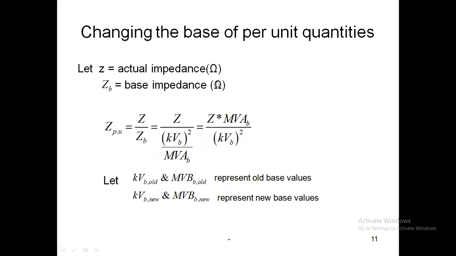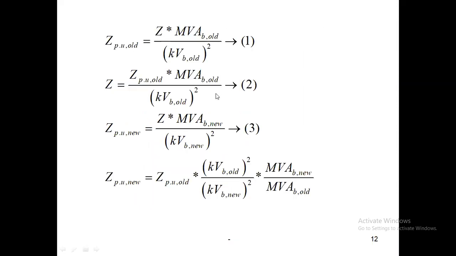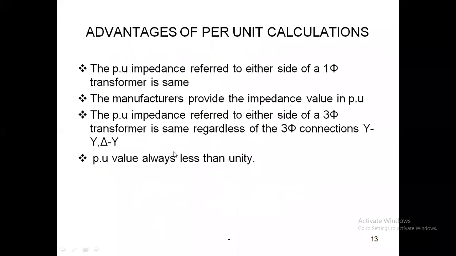So this is how we can calculate the per unit impedance. There are lots of formulas, like if you have an old per unit value and you want to convert it into a new per unit system, then you can do it by this conversion formula. So these are the ways by which we can come into the per unit system.